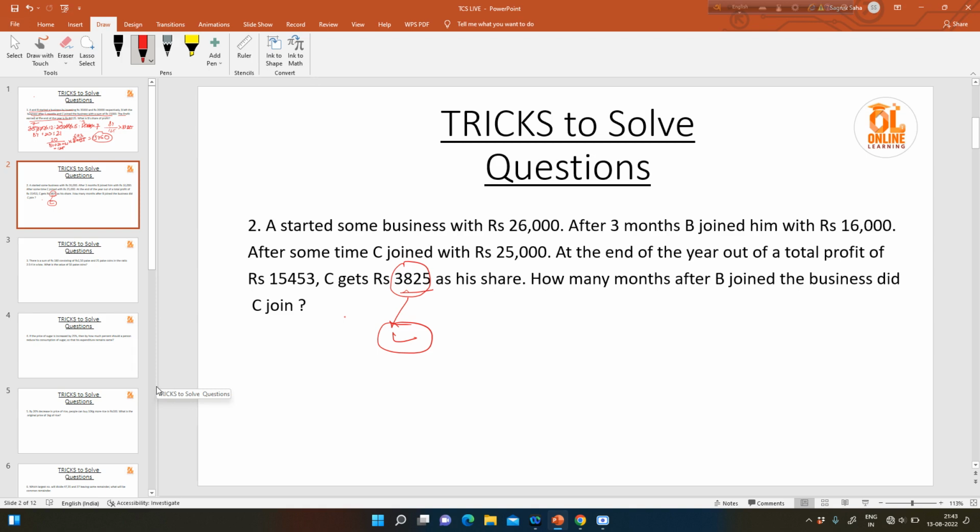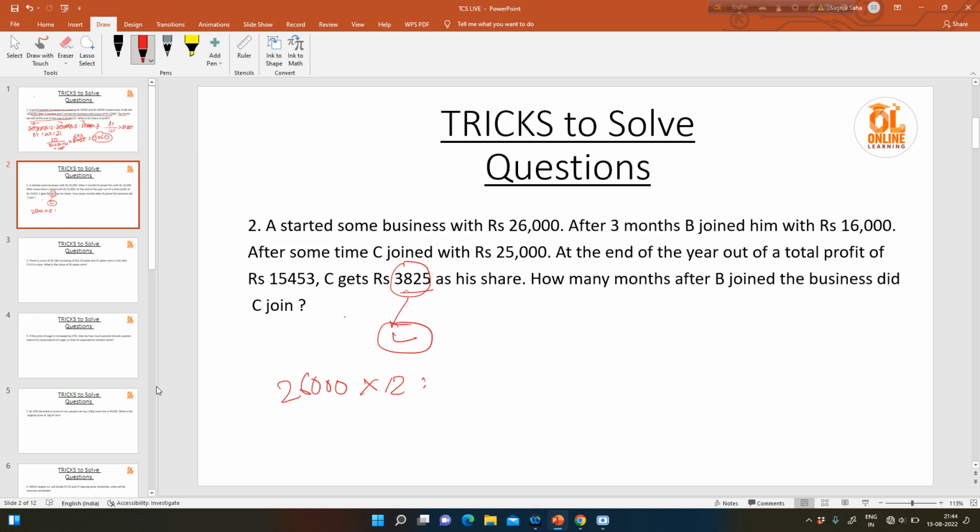First we will take the ratio. The ratio would be the money they have invested into the time. A started the business with 26,000 and he has not left, and he joined initially. It is given for a year, at the end of the year, right? So 26,000 into 12 is to, after 3 months B joined him.